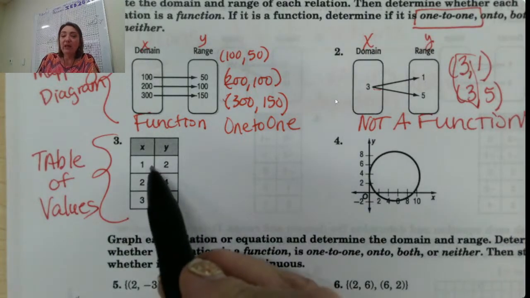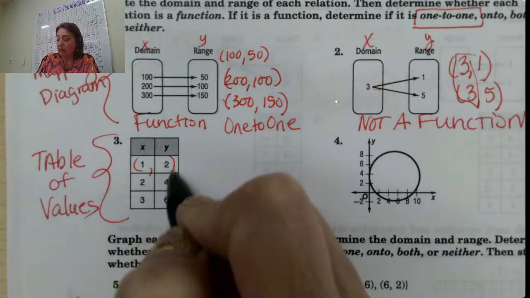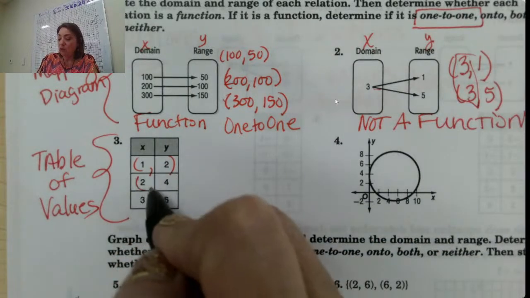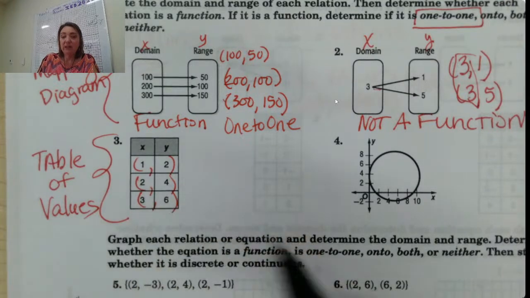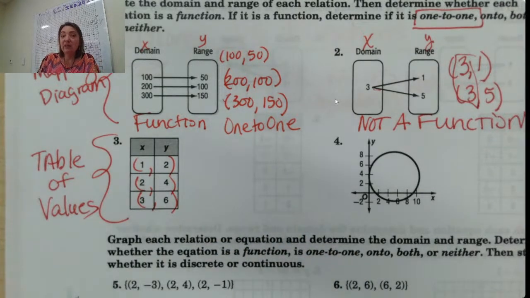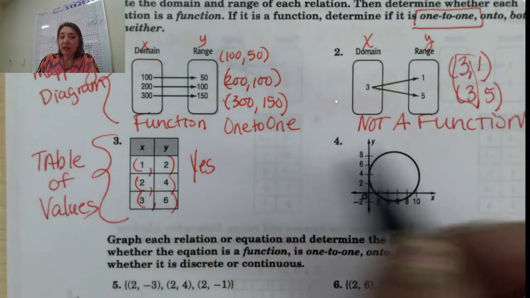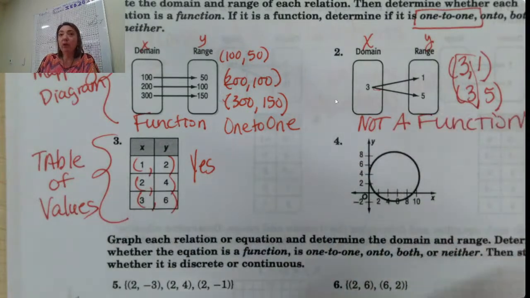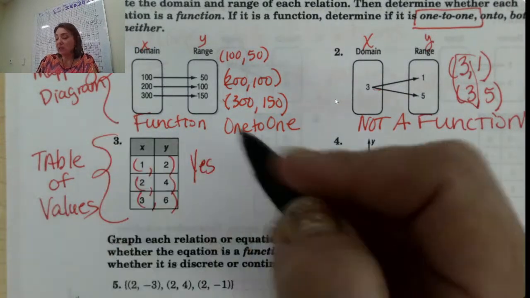So for every x, this is our y. So we have 1, 2. Y'all, that's just a point right there, right? We have 2, 4, another point. And then we have 3, 6. So is this a function? Yes, this is a function. Is it a one-to-one function? Yes, because every x has its own y, right? Nothing repeats. So yes, it is a function, and yes, it is also a one-to-one.